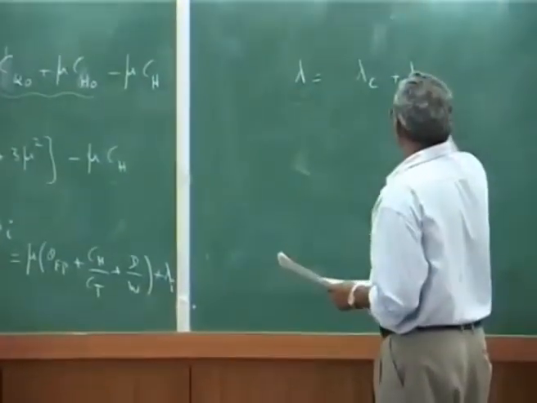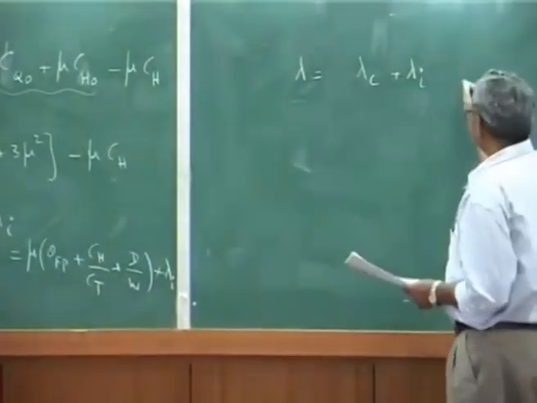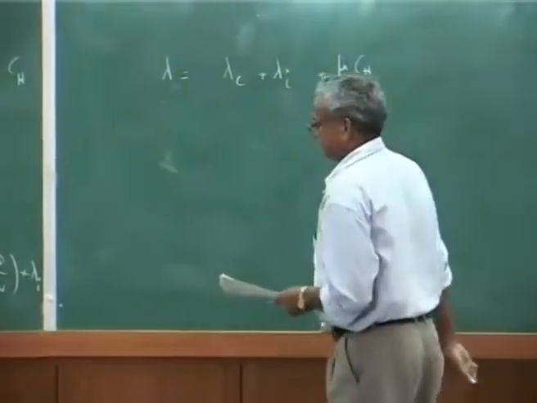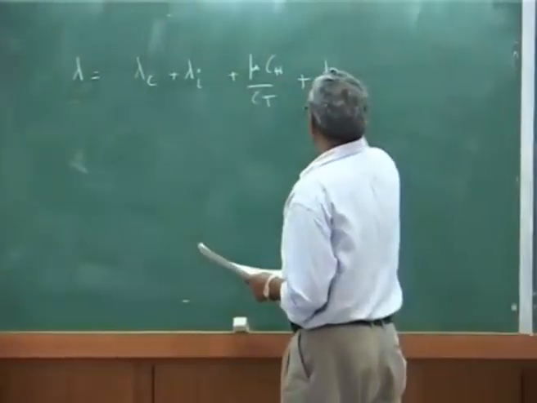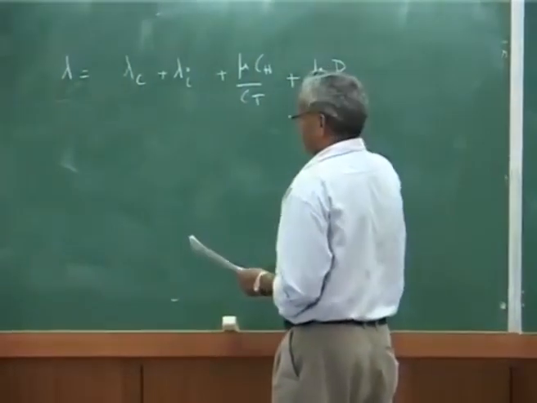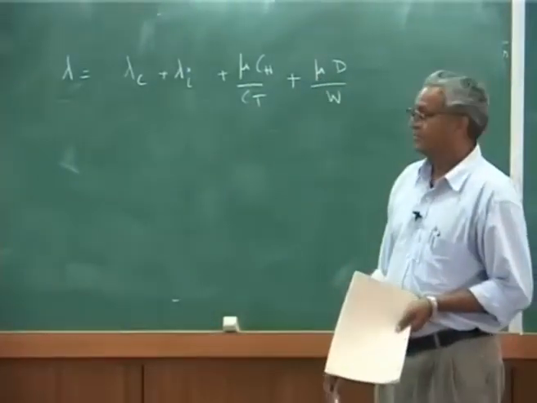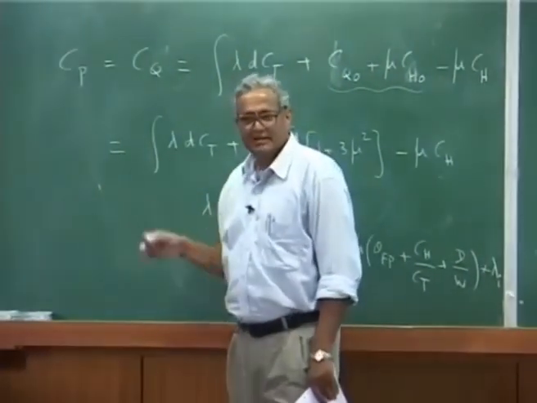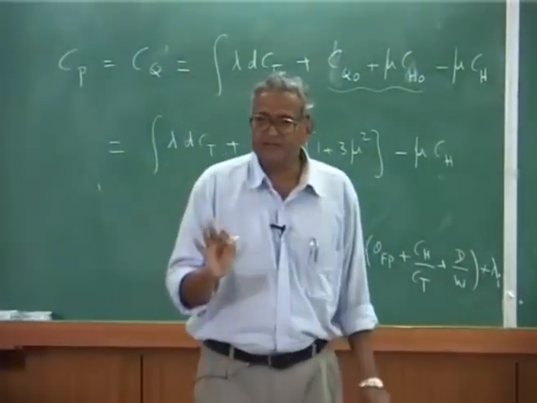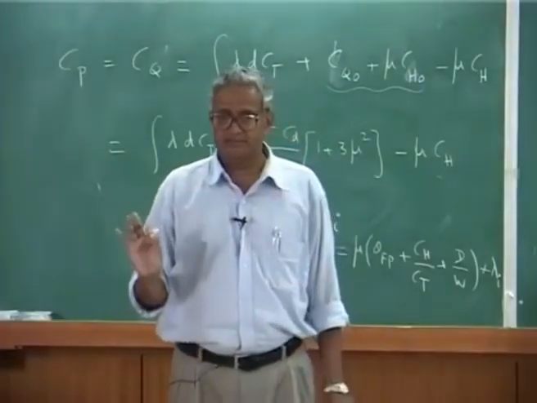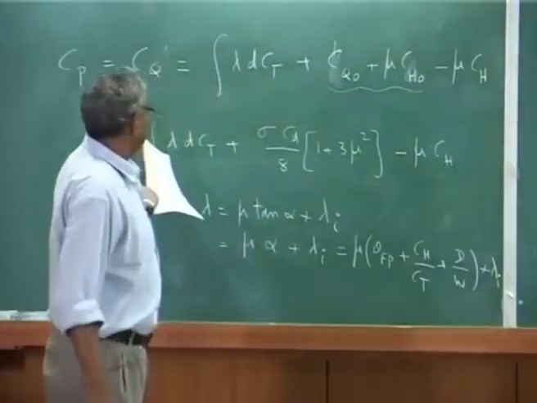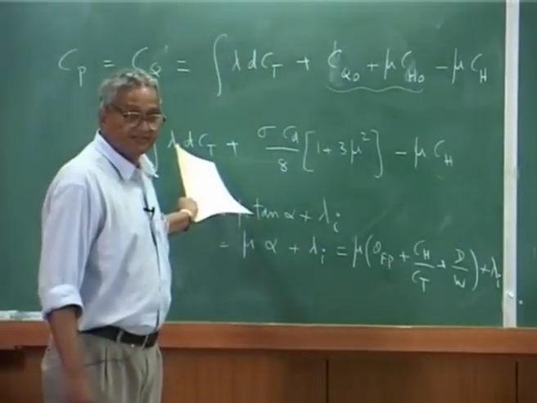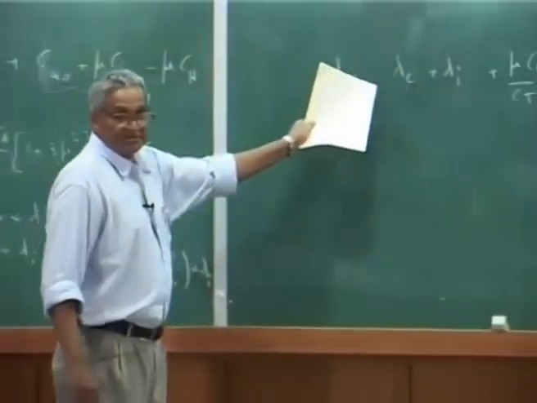So, lambda I, then plus mu C h over C t plus mu d over w. Okay. Now, I go back, put it here. If I am assuming lambda, if I say it is a constant over the disk, this is nothing but C p will become lambda C t, right, and I have the expression here.